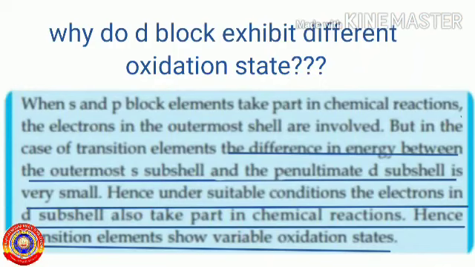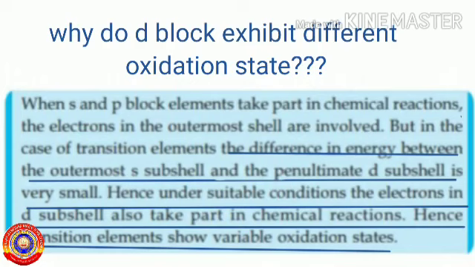Do you know why these d block elements show different oxidation states? It is because the energy difference between the outermost s subshell and the penultimate d subshell is very small. So under suitable condition, the electrons in the d subshell also take part in the chemical reaction along with the outermost s subshell. Hence, d block elements show variable oxidation state.